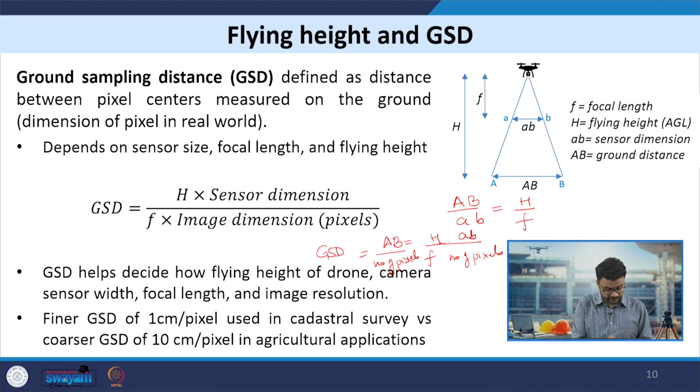For example, a finer ground sampling distance of 1 centimeter per pixel is used in cadastral surveys where we want to monitor the boundaries of a property. However, if we have only an agricultural application, where we just want to use the UAV for spraying on the crop, then even a coarser ground sampling distance of 10 centimeters per pixel may be good enough. Based on the ground sampling distance, the surveyor can decide what the flying height of the drone should be, what the camera sensor width should be, and what the focal length and image resolution should be.